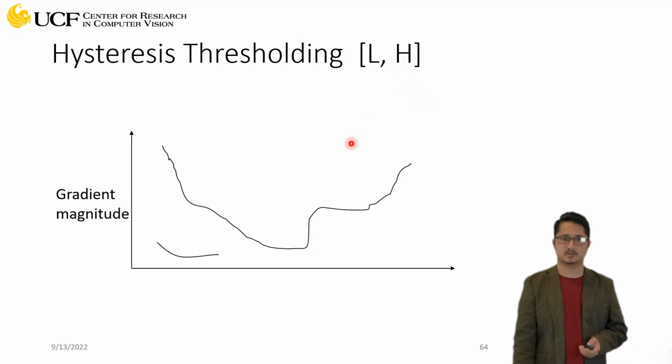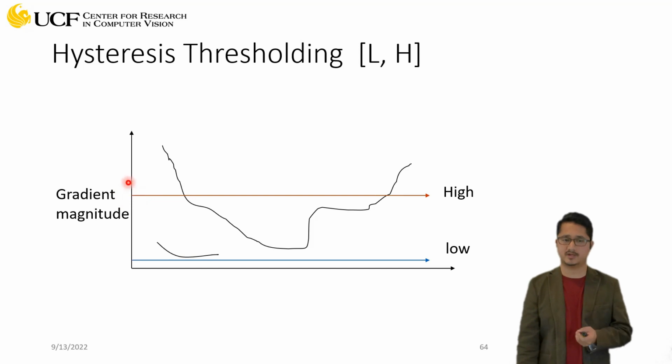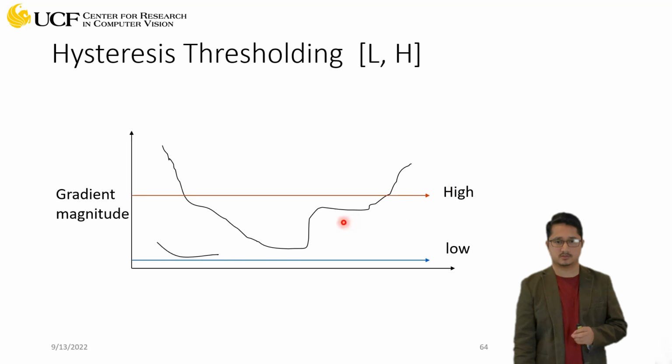Now let's try to understand how this hysteresis thresholding works. Let's say the x-axis is just different pixel locations in your image, and this is the gradient magnitude. Now let's say your low threshold is somewhere around this, the blue line, and higher threshold is somewhere around this line. Earlier, when you had just one threshold, anything above it, you would say edge. Anything below it, you say non-edge. But this is slightly different. So there are three steps.